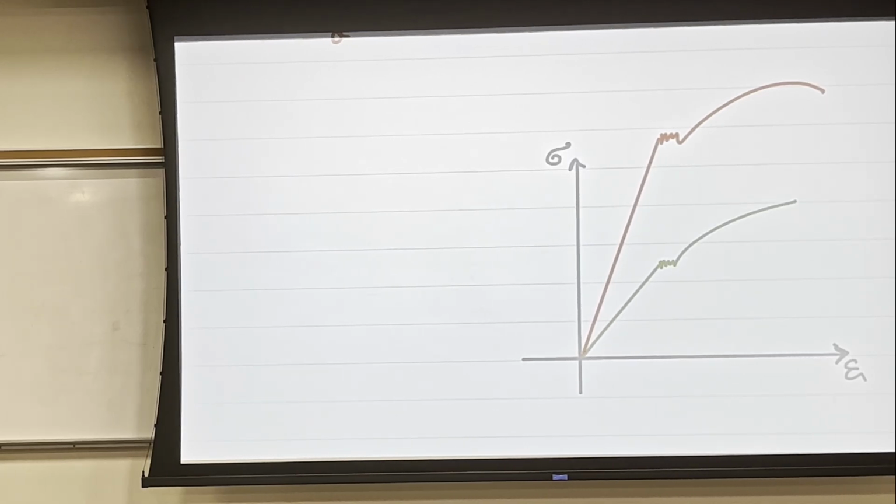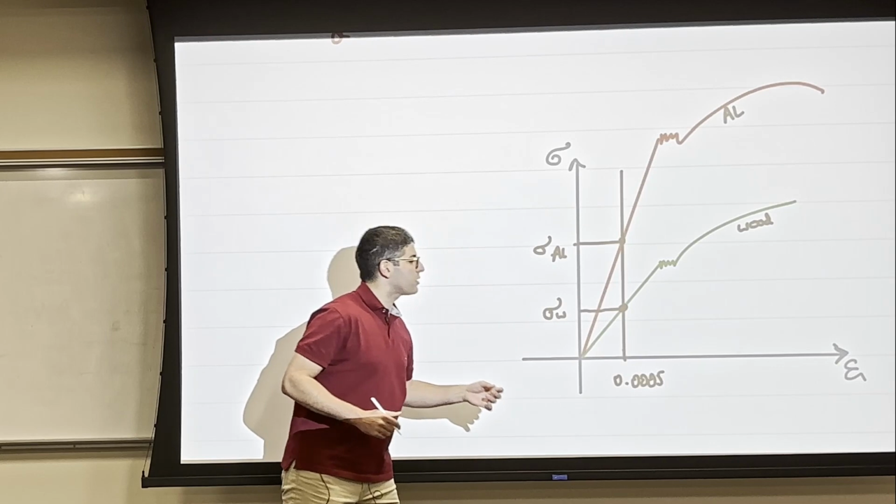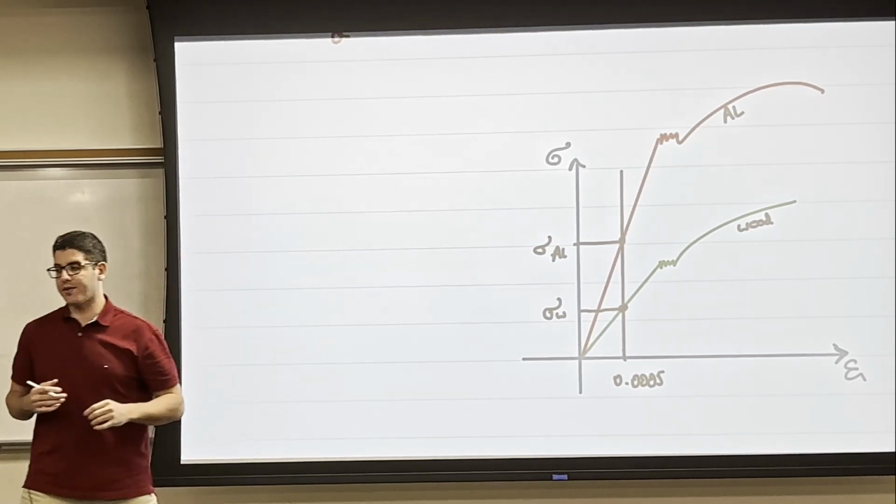Okay? And for the same strain, if I went up and hit the graph, I'm seeing that at the same strain, the wood, which is this, and the aluminum, which is this, I'm having stress that is different than that stress. So the difference here in the stresses, although they have the same strain, comes because of the modulus of elasticity, like the stiffness of the material. One of them is stiffer than the other.